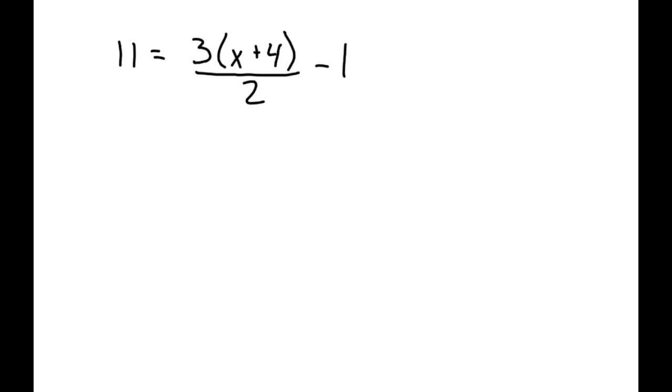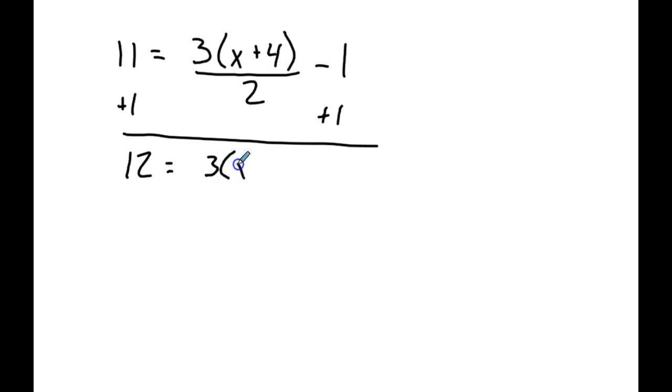The last example we're going to go through, we have 11 equal to 3 times the quantity of x plus 4, all divided by 2, and then minus 1. So we want to go through and isolate for our variable x. The first thing we should do in this problem is get rid of this negative 1 we have at the end of our equation. Okay, so we get rid of that by adding 1 to both sides of the equation, which leaves us with 12 equal to the quantity of 3 times x plus 4, all divided by 2.